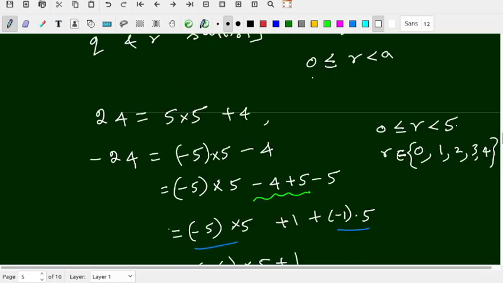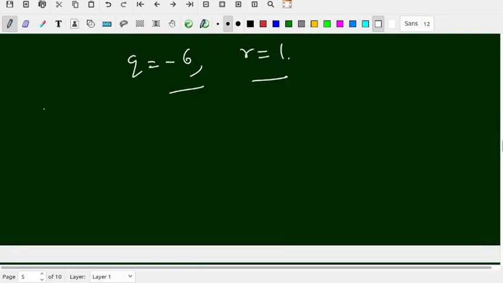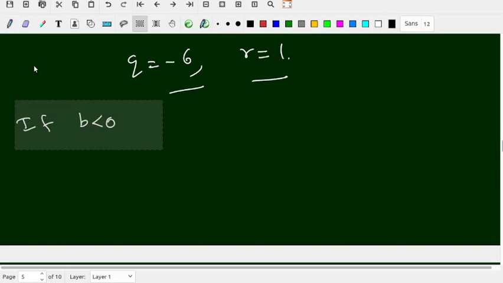So while dividing 24 by 5, we started with the quotient 5 and the remainder 4, but we have reached here like this. So in general, how do you find the quotient and remainder when the dividend is negative? If B is negative, then what will happen, we will see. General procedure for division of negative number by positive number. Before writing this, we will take one more example of a negative number.